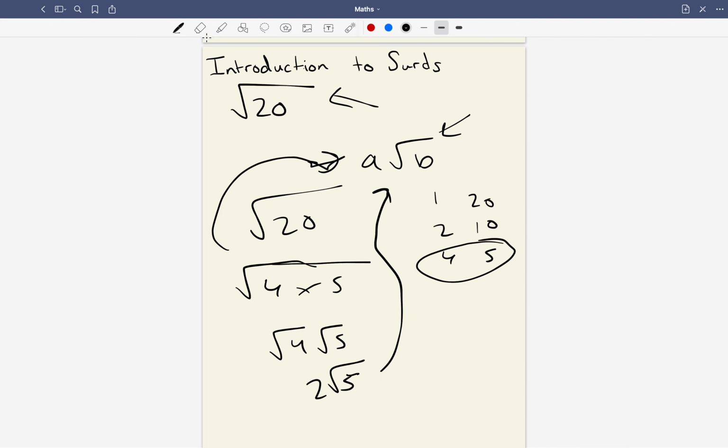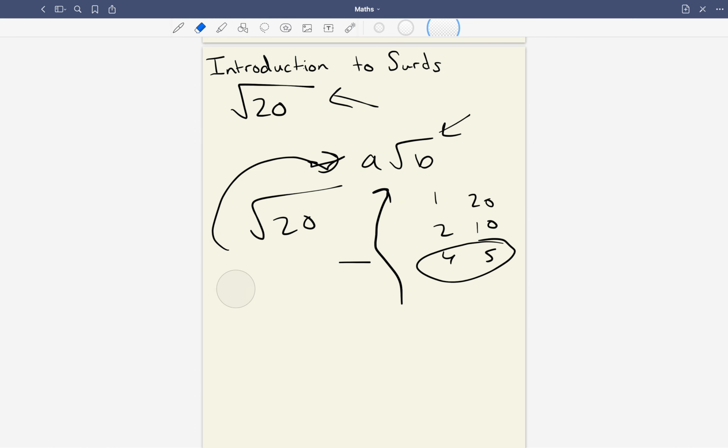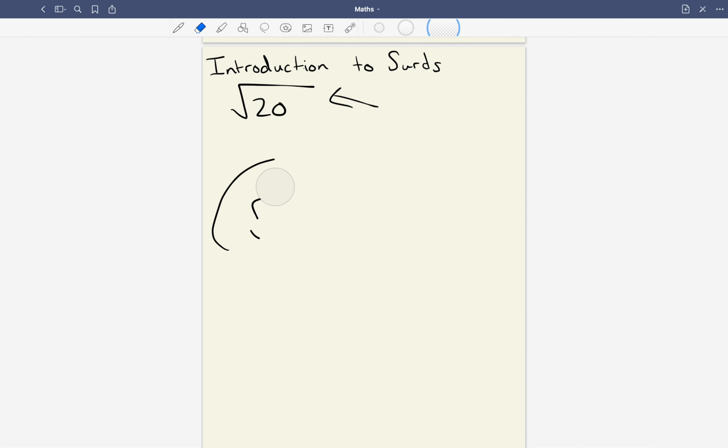So that is sort of your introduction to surds completed. I'll give another example. I want you to have a go at simplifying root 80. Pause the video and have a go.